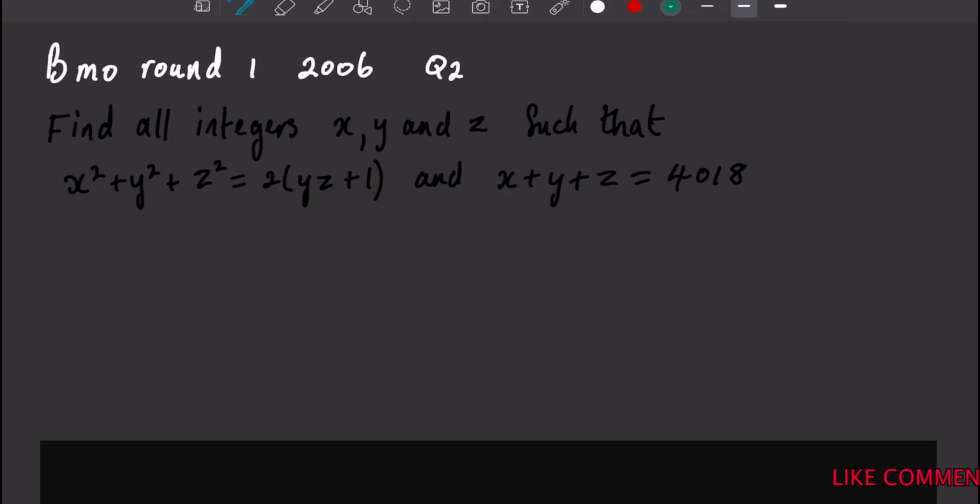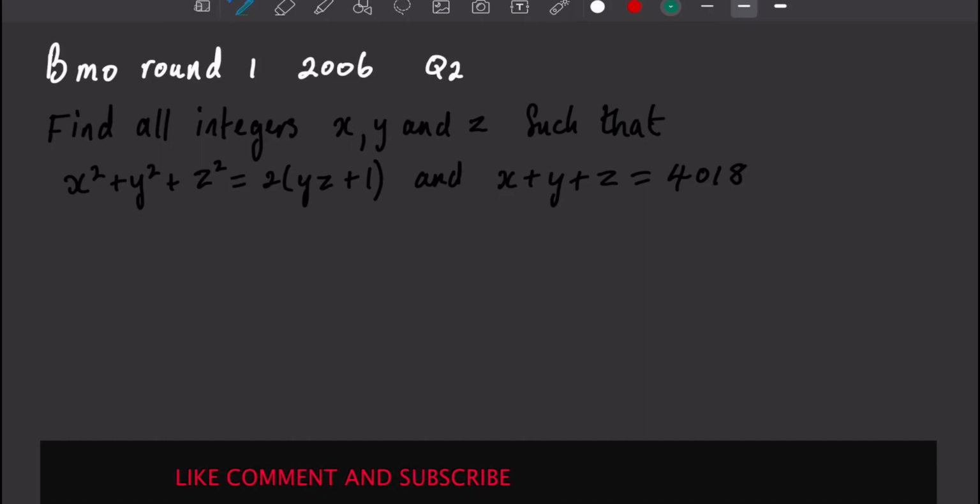So here we have a British Maths Olympiad Round 1, Question 2 from the 2006 paper, and it says to find all integers or whole numbers x, y and z such that x squared plus y squared plus z squared is equal to 2 times (yz plus 1) in brackets, and x plus y plus z is equal to 4018. Now we have to solve the simultaneous equations for x, y and z.